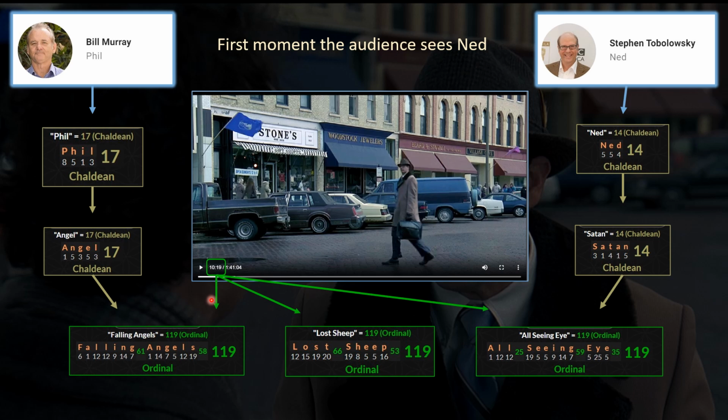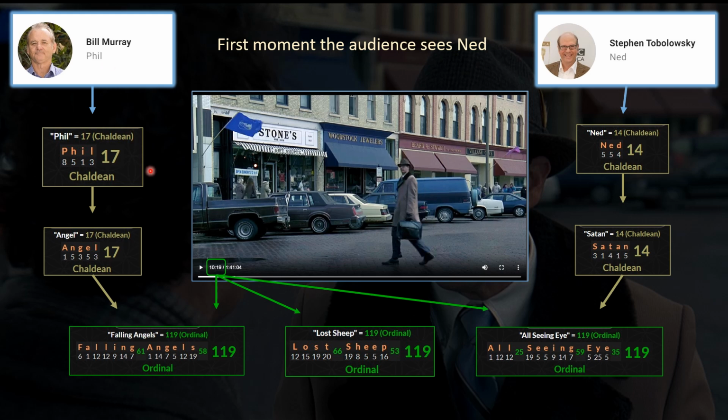One thing that inspired me to do this decode was I recently saw a TikTok video sent to me by a friend that suggested that Ned is the devil in Groundhog Day, and I wanted to examine that further. And when I did that, the word Ned sums to 14 in Chaldean, matching Satan, so that was an easy match. And then Phil, here we see an image from imdb.com, and Bill Murray plays the character Phil.